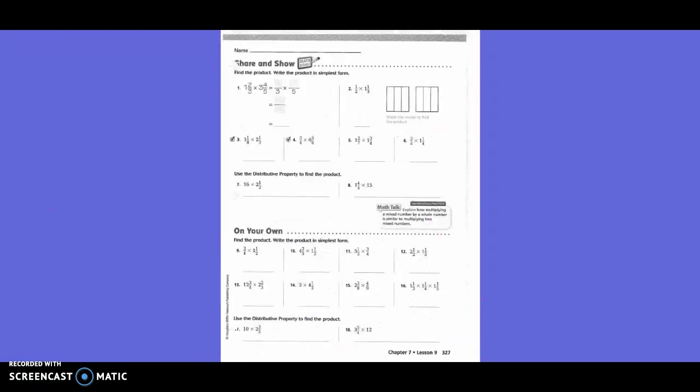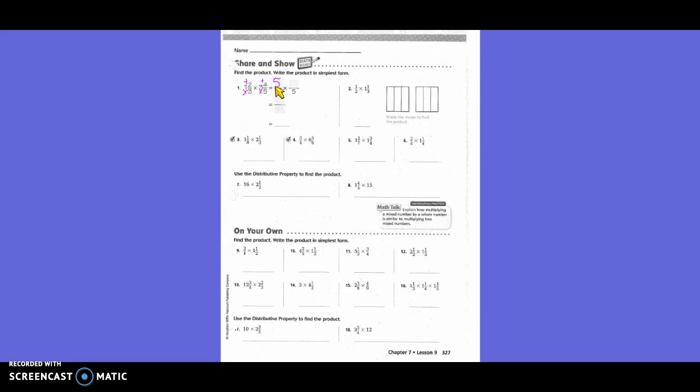Share and show. Find the product. Write the product in simplest form. So what they did was they went ahead and converted them into what, guys? Improper fractions. So what do I need to do to show that? Multiplication and addition signs. So what is going to be my first improper fraction of that one? So 3 times 1 is 3. 3 plus 2 is 5, so 5/3. What's my next improper fraction?